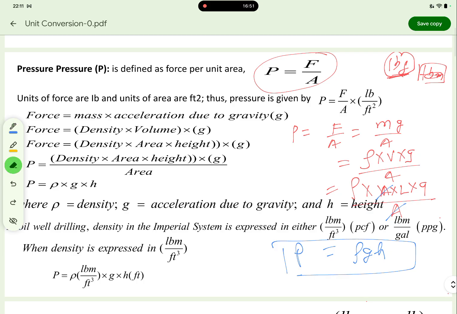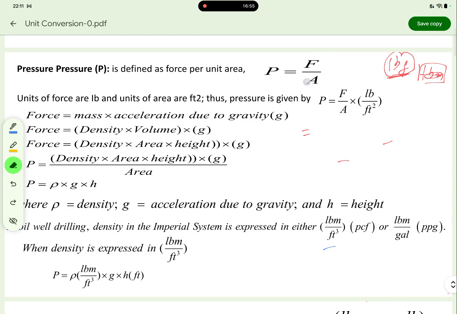Yeah, this is the final thing I have already written over here in the PPT in this slide. You can go through that. Let me explain over here. So yeah, the pressure can be written as mass into acceleration due to gravity, and this mass can be further written in terms of density into volume multiplied with g, and this volume can be further written in terms of area into height, right?